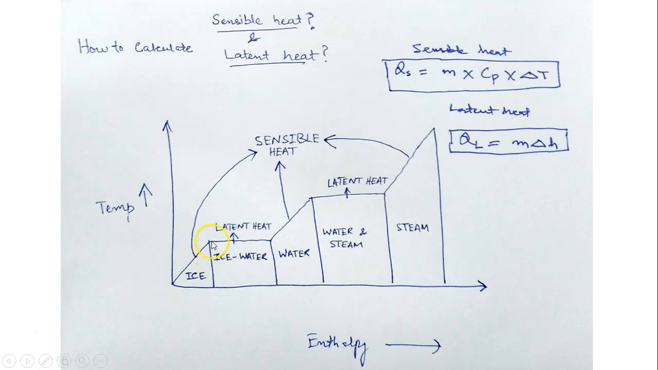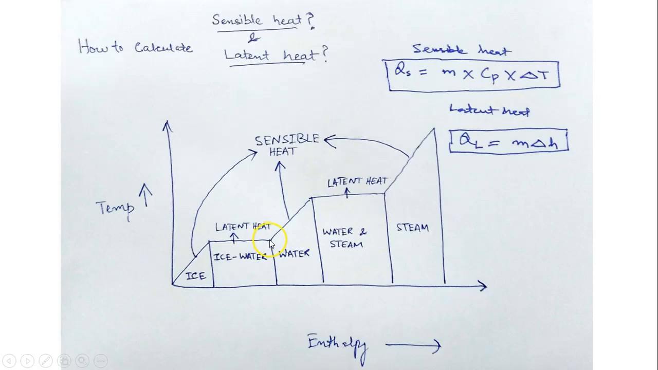For example, here at 0 degree centigrade, ice is converted to water. So this is latent heat. During this period when ice is converted into water, the temperature will remain constant.